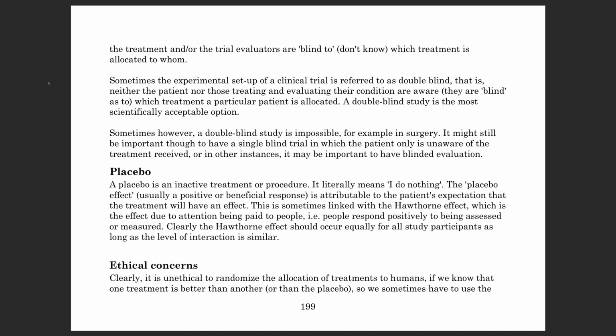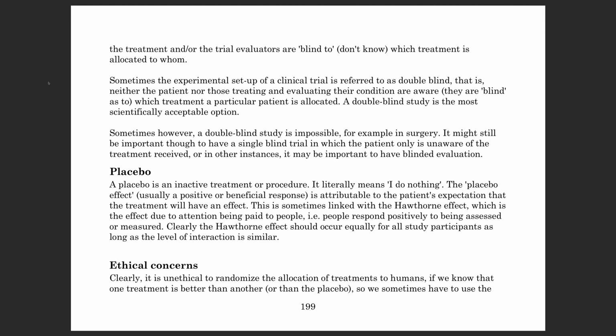That is, neither the patient nor those treating and evaluating their condition are aware. Now, of course, that's not always possible, right? Sometimes, for example, if you're doing surgery, if you're going to remove somebody's limb, clearly there cannot be a double-blind situation. But it might still be important to at least have a single blind in which the patient only is unaware of the treatment received, or in other situations, it may at least be possible to have a blinded evaluation. But a double-blind study is the most scientifically acceptable option because it reduces the risk of bias.